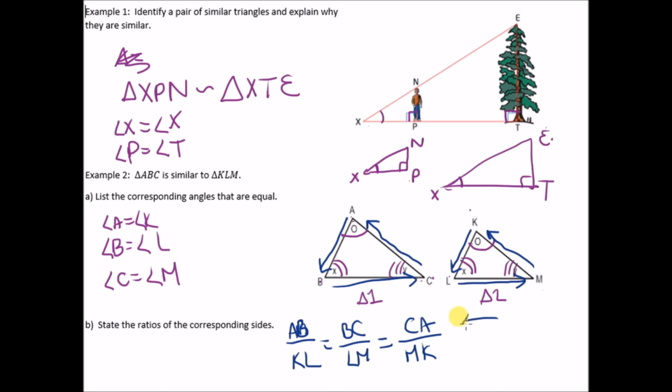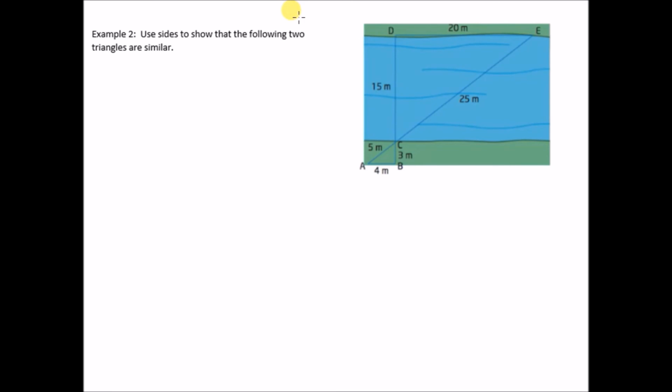So we put all of these in order. If you notice, everything on the top has to do with triangle ABC, and everything on the bottom, the denominator, has to do with triangle KLM. And those are the ratios of the corresponding sides. Now we're going to go one step further. We're going to actually use the sides to show that the following two triangles are similar.